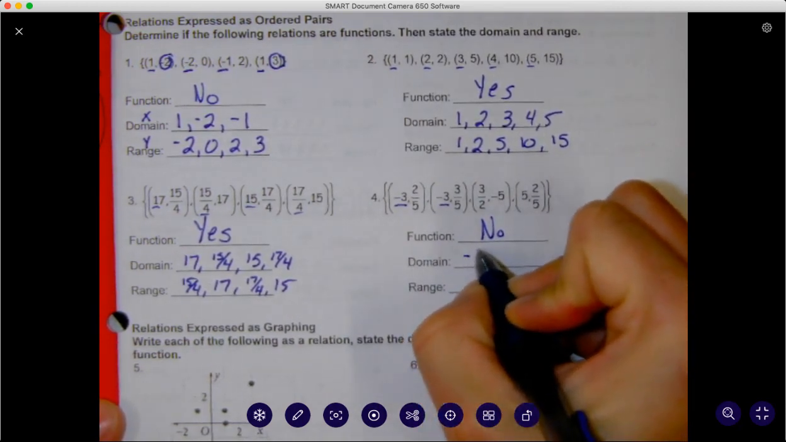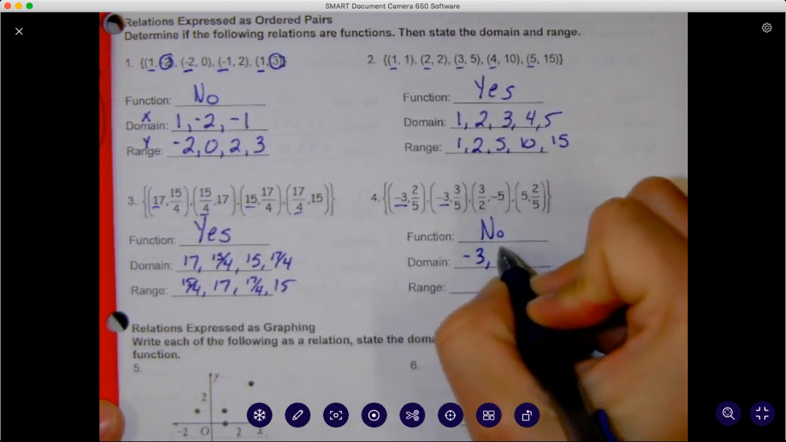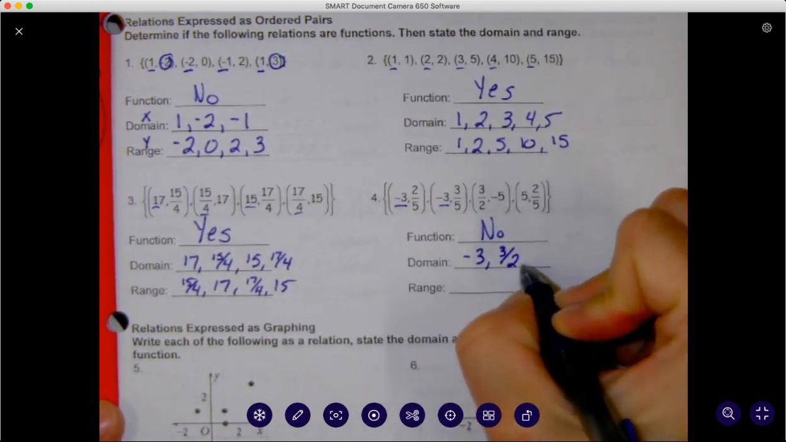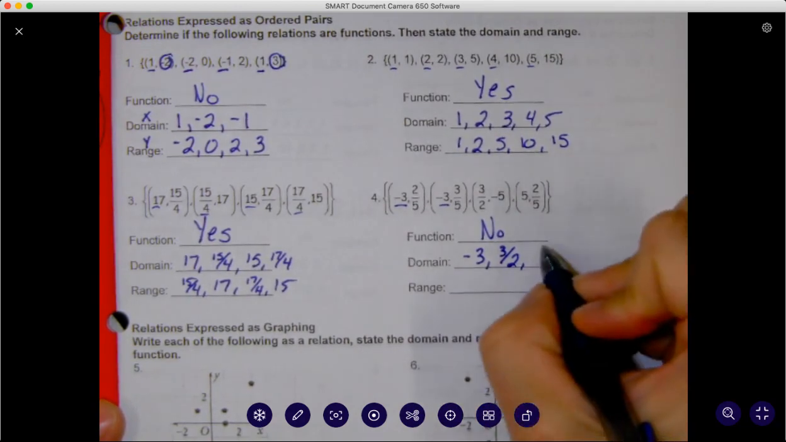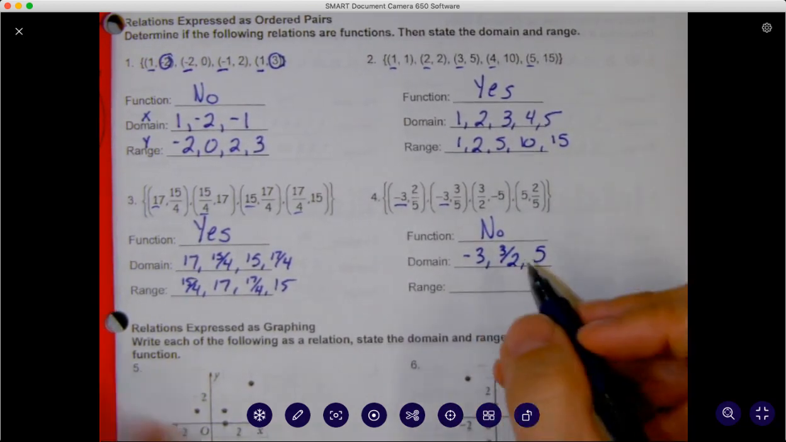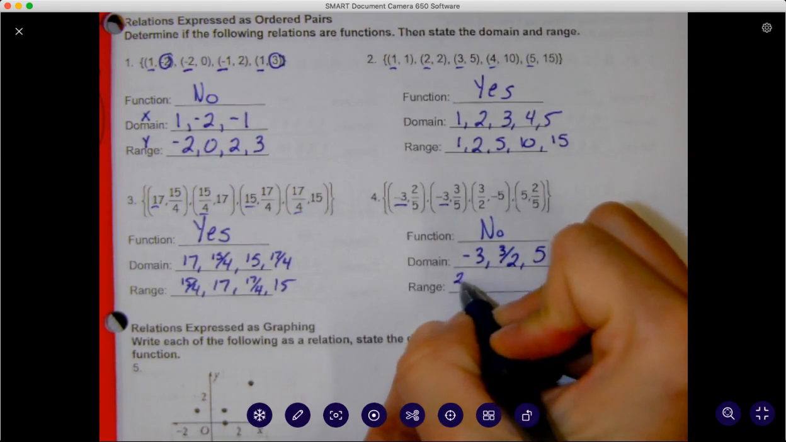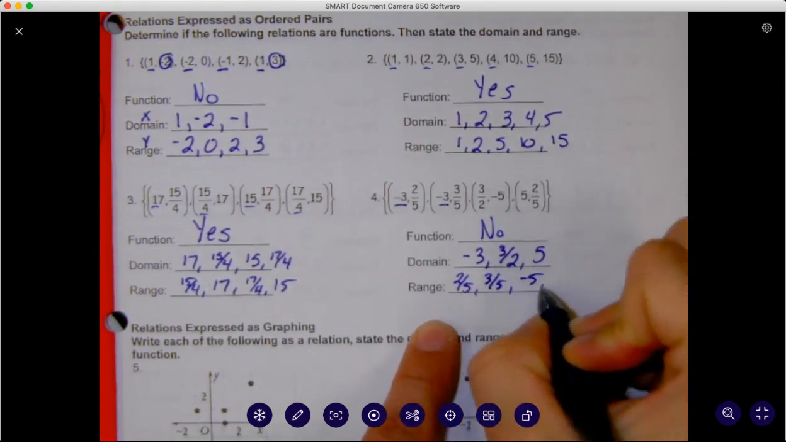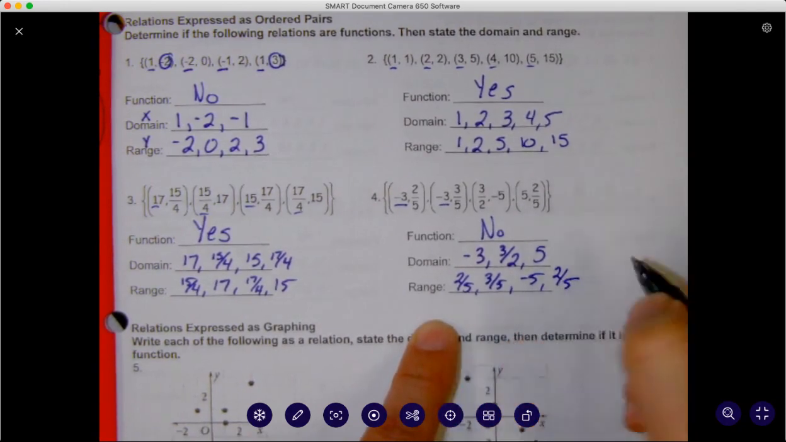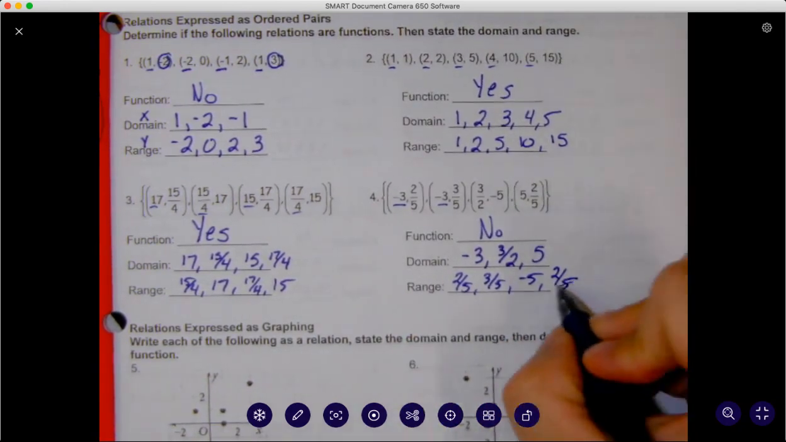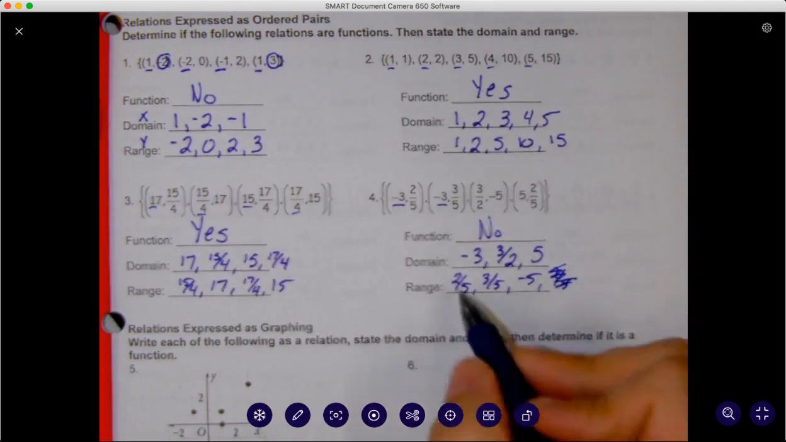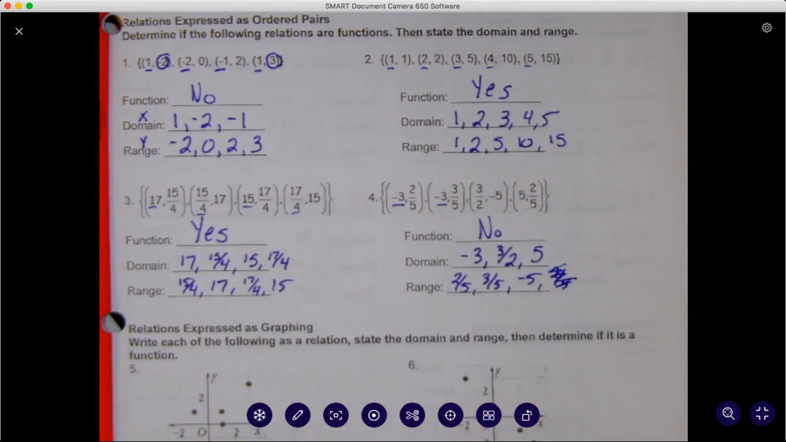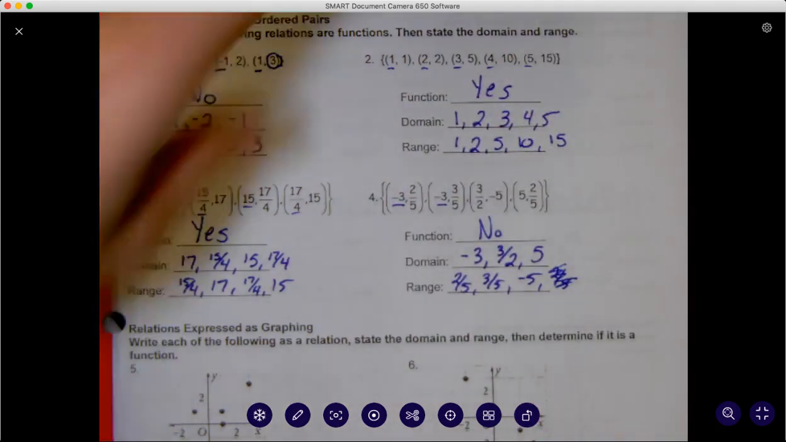The domain is the list of guys. That's the x values. Negative 3, and then 3, and 5. And the range is the list of girls. 2/5, 3/5, negative 5, and 2/5. Oh, you don't have to write 2/5 again, sorry, because we already have her in the list. All right. So the top 4 is checking to see if they're functions, and then just listing the domain and the range.